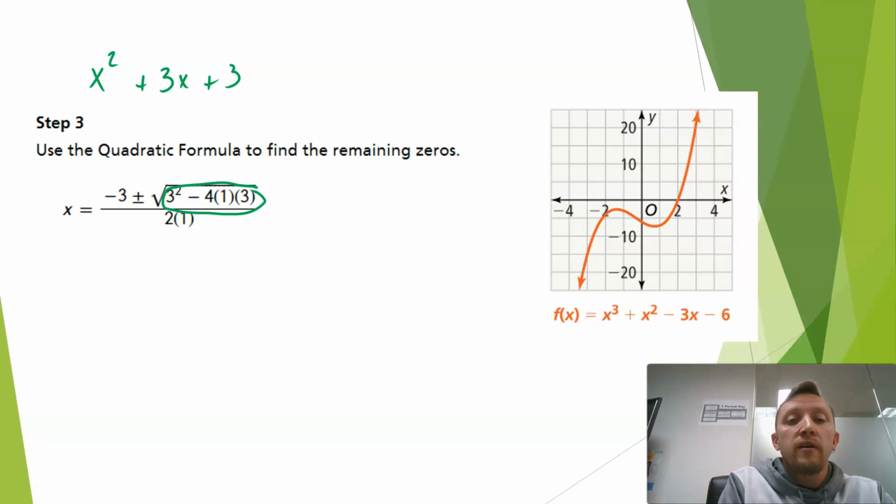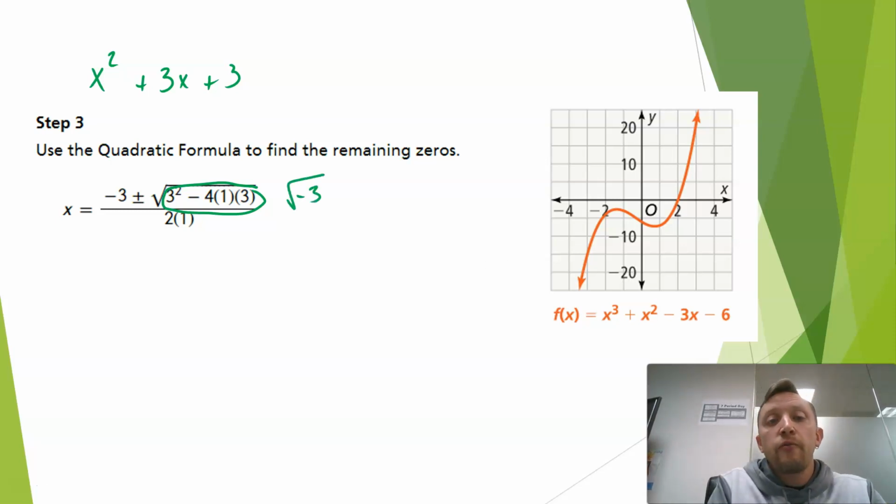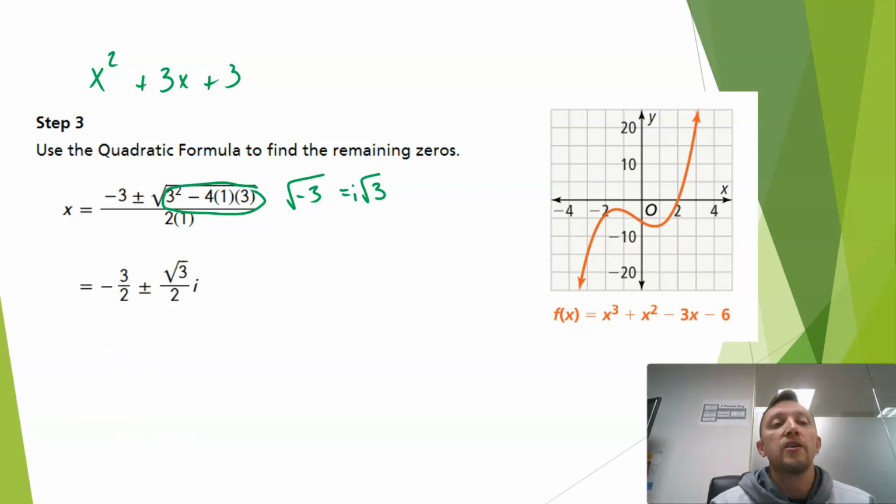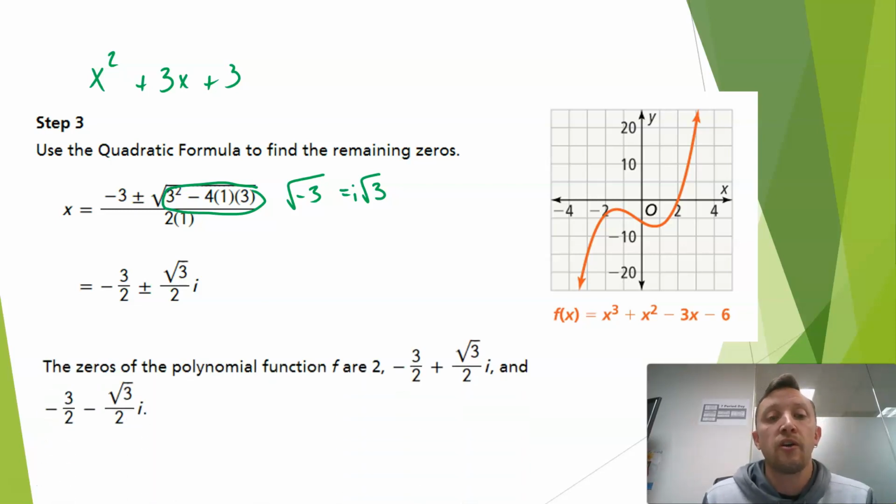So we have the square root of negative 3, which simplifies to i square root of 3. That's what they did next. If we break that apart, we have negative 3 over 2 plus or minus the square root of 3 over 2 i, however you want to write it. Those are your other two zeros. So all of the zeros for this function are 2, your real zero and x-intercept, and the other zeros are negative 3 halves plus square root of 3 over 2 i, and negative 3 halves minus square root of 3 over 2 i.